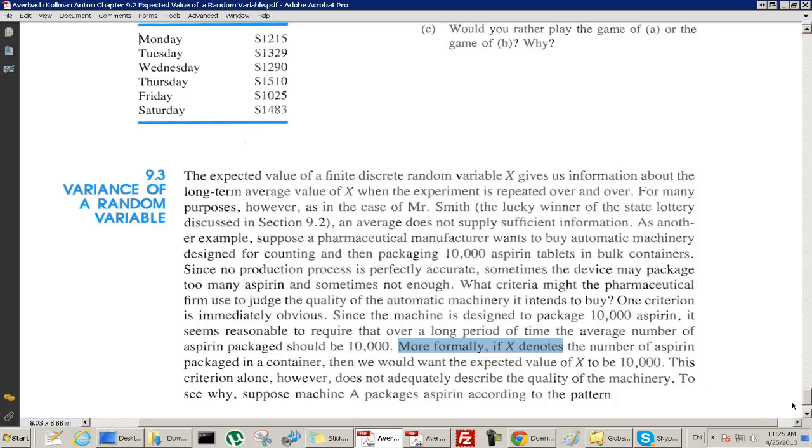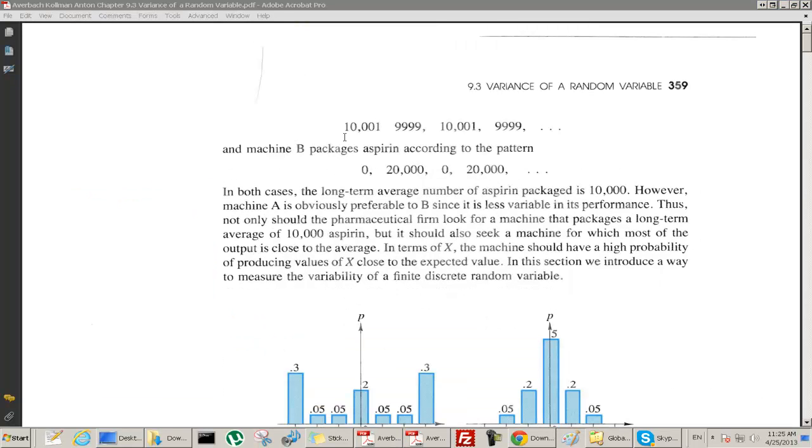To see why, suppose we have one machine that works like this. The first box is like this, the second box is like that, the third box is like that, the fourth, and so on. Here we can see that the expected value is 10,000. On the other hand, suppose we have a machine that works like this. The first box has nothing, so it completely missed the first box. The next box has 20,000, then 0, then 20,000. If you check the expected value of this, it would also be 10,000. So the criterion of using the expected value would say that both of these machines are the same. But clearly they're not the same, and this one is much preferable to this.